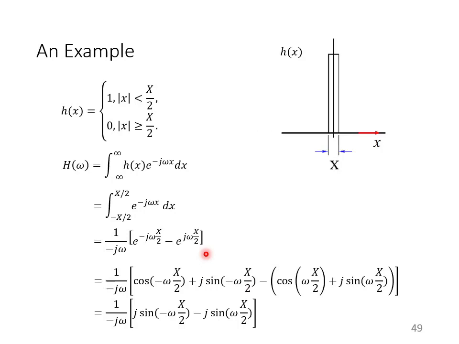Okay, so let's see an example. Given the box function h(x), within a small range of x, the value is 1. Otherwise, all of the values are 0. So what is the Fourier transform of this function? Make a guess. Of course, you know the answer is on the next slide.